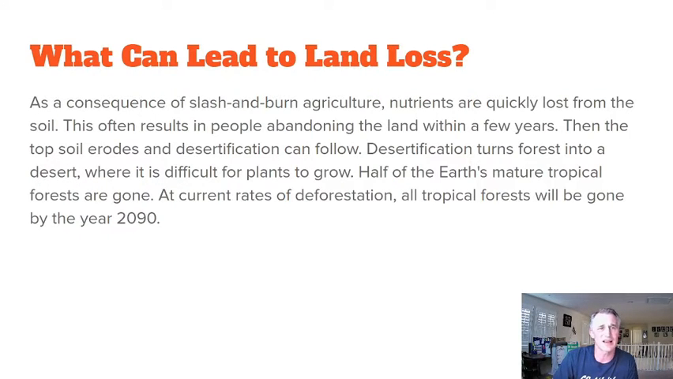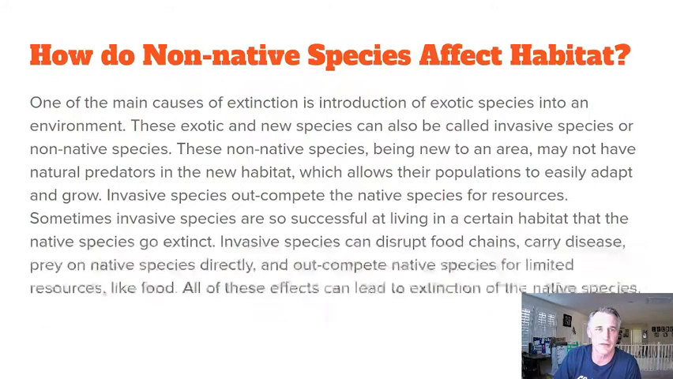What happens as a consequence of slash and burn agriculture is that even though the nutrients are added to the soil, they're quickly lost. The people harvest the crop, because the nutrients in the soil are brought back up into whatever they plant, and then the crop is harvested and used, so those nutrients are removed from the soil. Usually within a few years, the people abandon that land, go to another part of the forest, and start the process all over again. Then the topsoil erodes and something called desertification occurs, where the forest is turned into desert. Half the Earth's mature tropical forests are gone. And at the current rate of deforestation, all tropical forests will be gone by 2090. That's an estimate, of course.